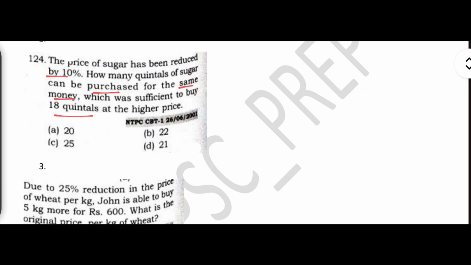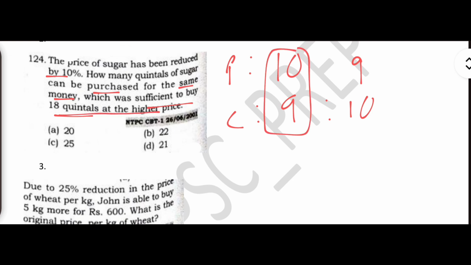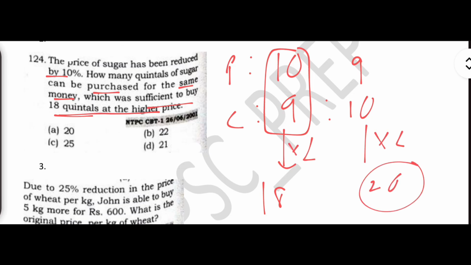So for the same money, what is the price? The price has been reduced by 10%. If it is 10, it becomes 9, and price is inversely proportional to your consumption because revenue is same, your money is same. It becomes 9 by 10. How many quintals of sugar can be purchased for the same money, which was sufficient to buy 18 quintals at a higher price? For this, 18 quintals could be bought. 9 2s are 18. Similarly 10 2s are 20. So how many quintals of sugar can be purchased for the same money? It is 20.